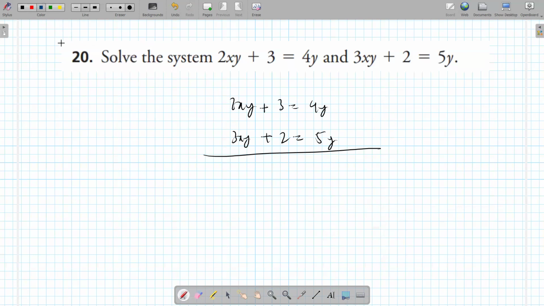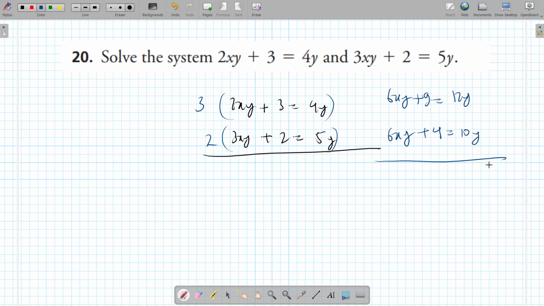Let's use elimination, I guess. So 3 and 2 becomes 6xy plus 9 equals 4y. 6xy plus 4 equals 10y. This should have been 12y. So this is 10y. Do we add or subtract to kill the sixes? Subtract. So we get 5 is equal to 2y, right? So y is 2.5.